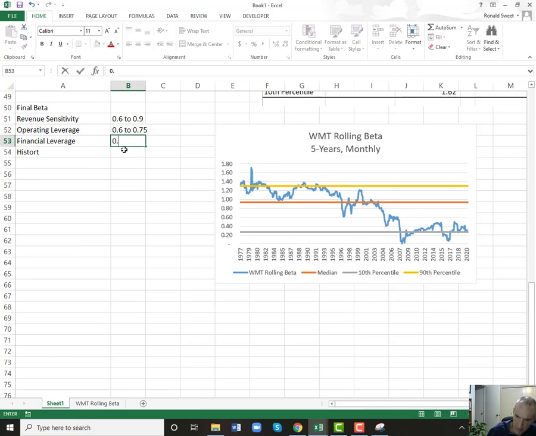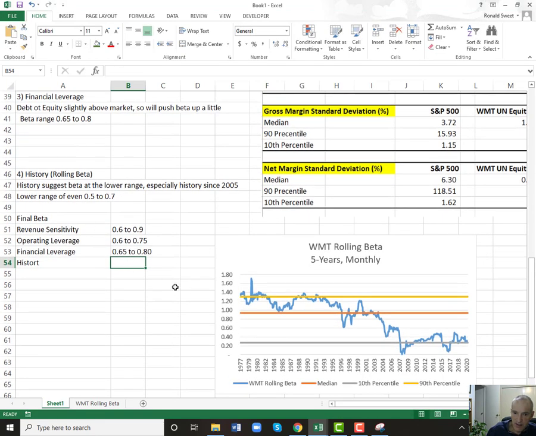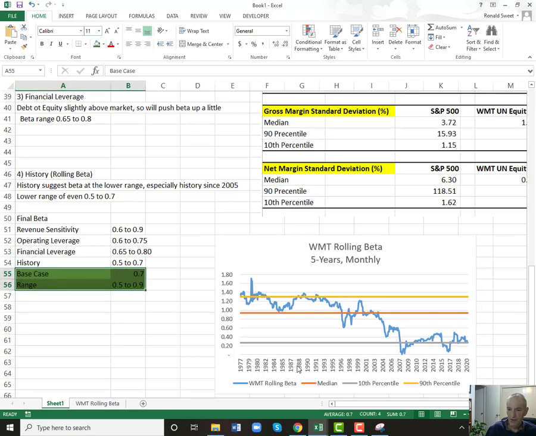Financial leverage pushes that up a little bit, 0.65 to 0.8, I think is what I said. And then history gets you a little bit lower, 0.5 even to 0.7. Final beta, I'm going to use 0.7. And in my range, I'm going to do 0.5 to 0.9 just to really cover the entire range of my assumptions. But my base case will be 0.7. So there we've got our final answer. You'll have to just write all that up for your paper.